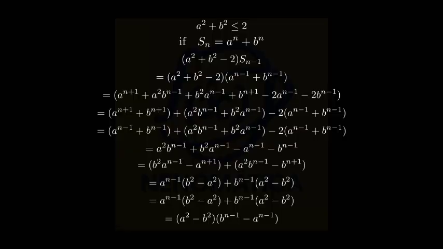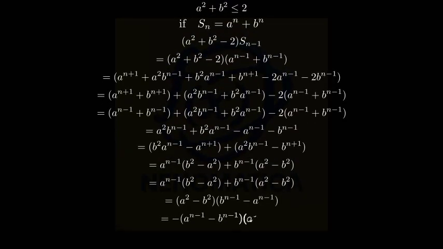We can rewrite this expression by factoring out a negative sign. This gives us negative a to the power n minus 1 minus b to the power n minus 1 times a squared minus b squared. Now, we need to analyze the product of these two factors.